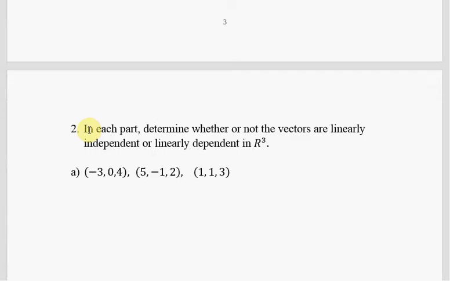If that's the case, then you know that the set of given three vectors are linearly independent. If not, if the scalars are not all zero, they are linearly dependent. I want to show you what that means. It's always good to be able to answer the question, what does that really mean?